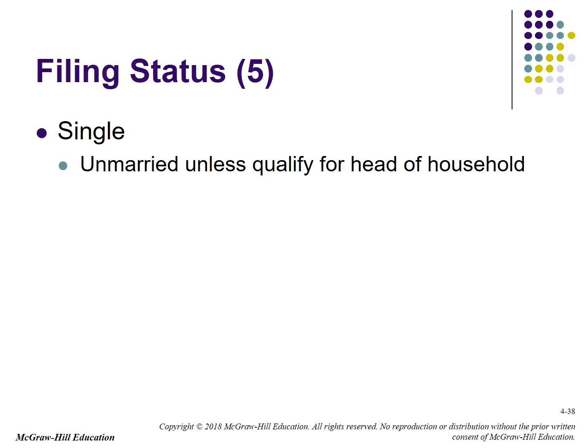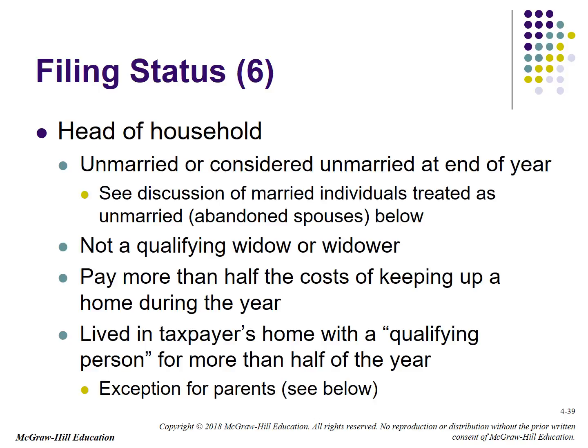Single. This is the last status you look at. If you don't meet any of the other statuses, you're single. Essentially, you're unmarried. Now, you can also be unmarried and qualify for head of household. So you've got to meet all the rules though. And this is a better status than single because less income is taxed at the different rates.